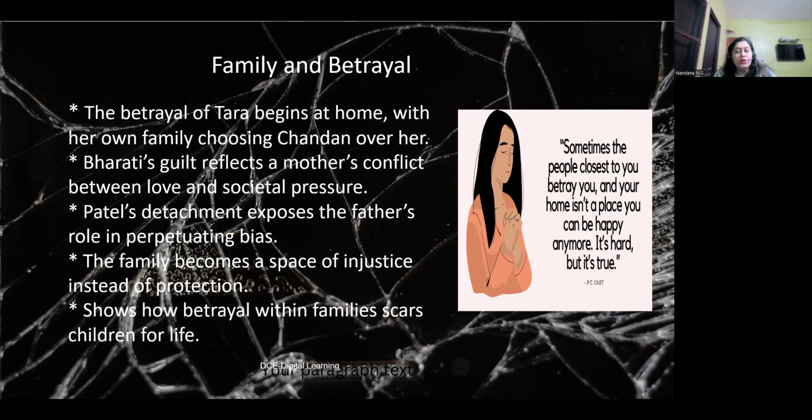It also shows how betrayal within families scars children for life. I have incorporated an image here. The quote is, sometimes the people closest to you betray you, and your home isn't a place you can be happy anymore. It's hard, but it's true. And it is clearly represented in Tara.